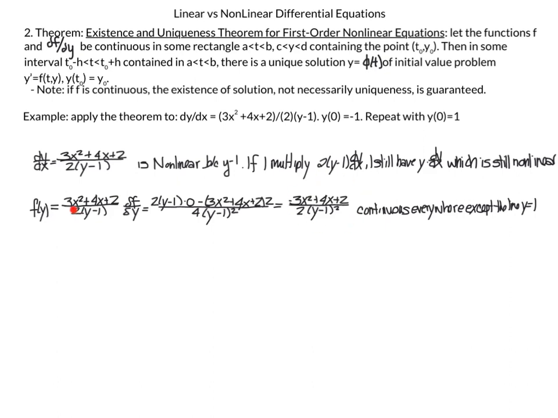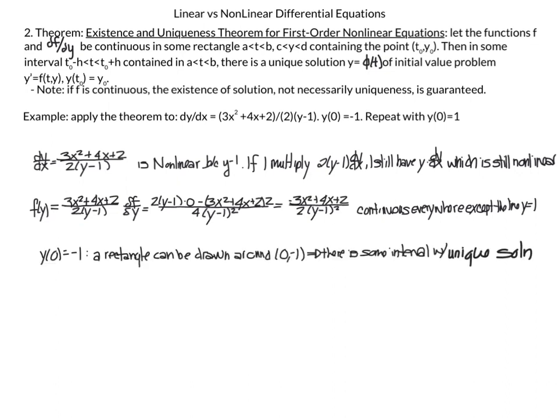These are both continuous. F and df/dy are both continuous except at the line y equals 1, because that's where you get the 0 on the bottom. For the initial value problem, y of 0 equals negative 1, you can draw a rectangle around (0, -1). So there's some interval with a unique solution at y0 equals negative 1.